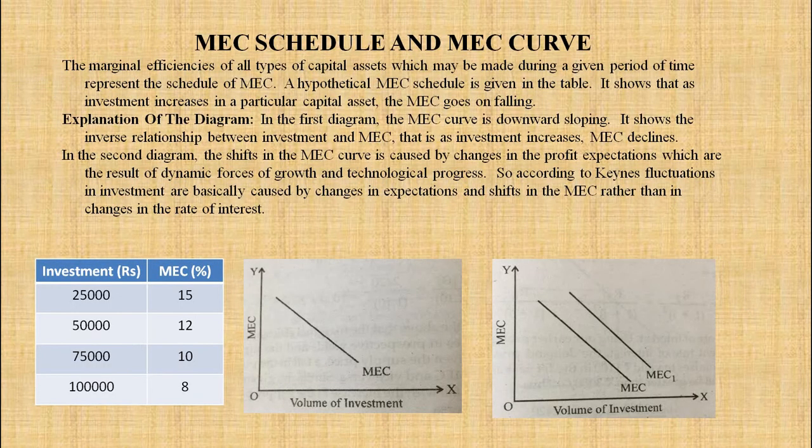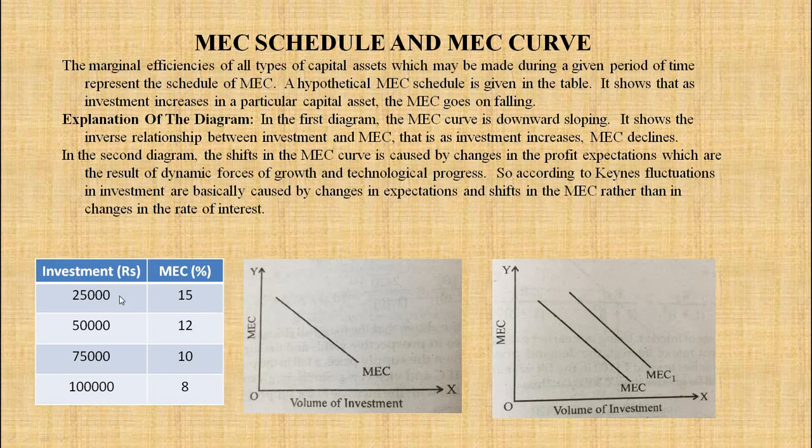Now next point we will discuss: what is the marginal efficiency of capital schedule and MEC curve. The marginal efficiencies of all types of capital assets which may be made during a given period of time represent the schedule of MEC. A hypothetical MEC schedule is given in the table. Here it is, a table. It shows that as investment increases in a particular capital asset, MEC goes on falling.